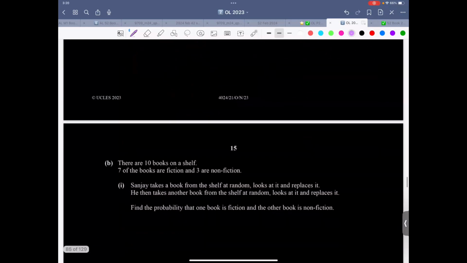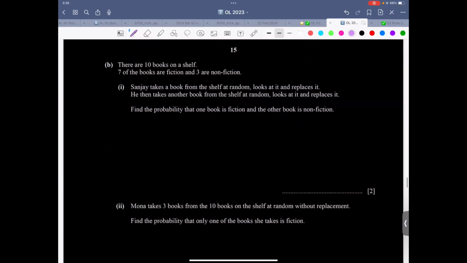The next part. There are 10 books on a shelf. 7 books are fiction, and 3 are non-fiction. The first part: Sanjay takes a book from the shelf at random, looks at it and replaces it. And then he takes another book from the shelf, looks at it and replaces it. Find the probability one book is fiction and the other book is non-fiction.